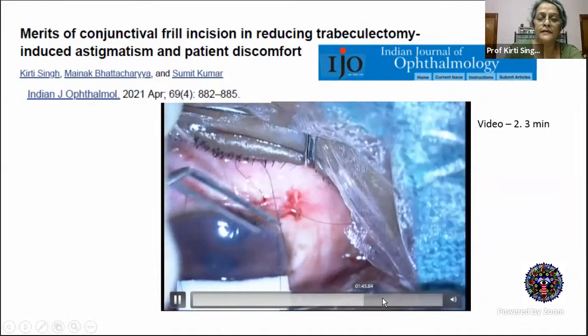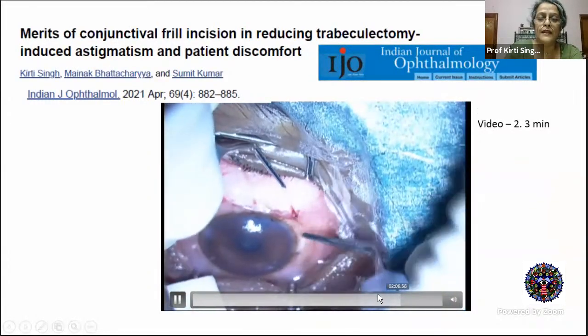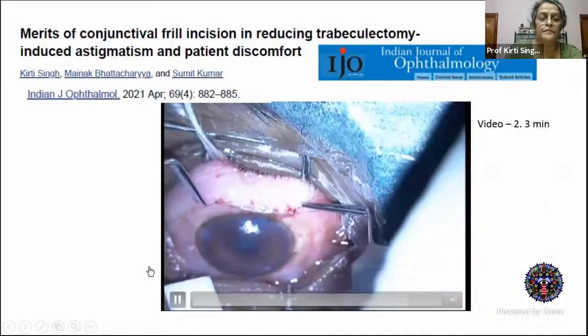You take up the slack, and at the end, you will titrate and form the bleb on the table.